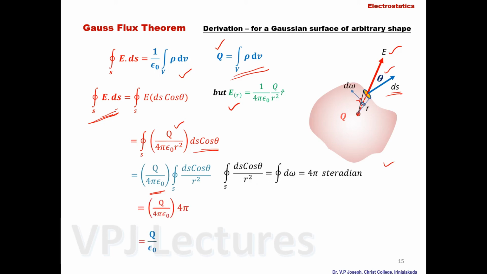Now, what is ds cos theta by r square? Here we can see that this ds makes an angle d omega at the center.